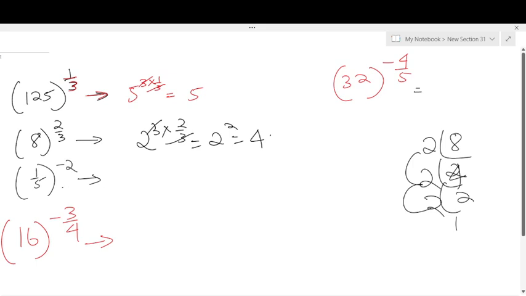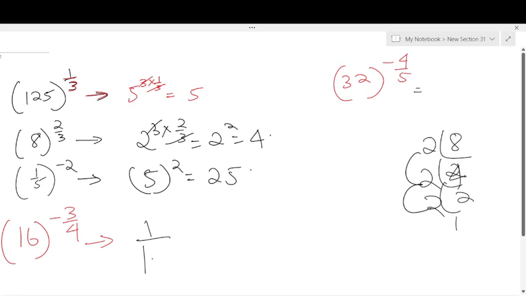Now quickly tell me the third one. What type of exponent is this? Negative? Yes. What happens to 1 by 5? If you reciprocate, it becomes, what is 5 square? Okay, tell me the next one.